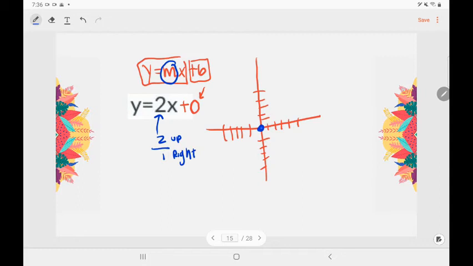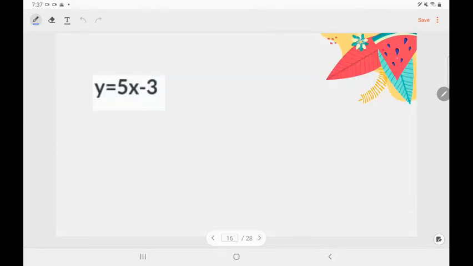I'm going to move up 2 spaces from my starting point, and here's my starting point at the center. So I'm going to count up 2 spaces, and to the right 1 space, and I'm going to make a point. And I'm going to connect my dots, and that is my line. So let's try that again with 5x minus 3. I'm going to start my graph, go 5 in each direction, so I have room to graph it.